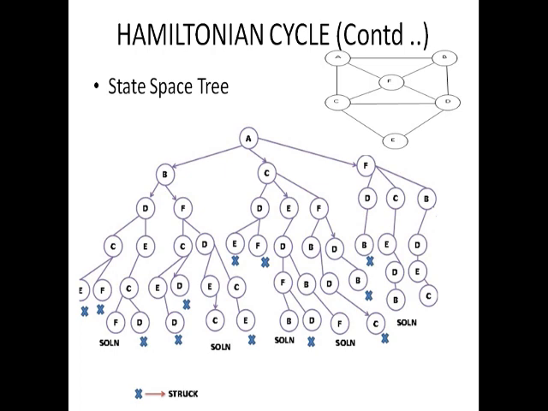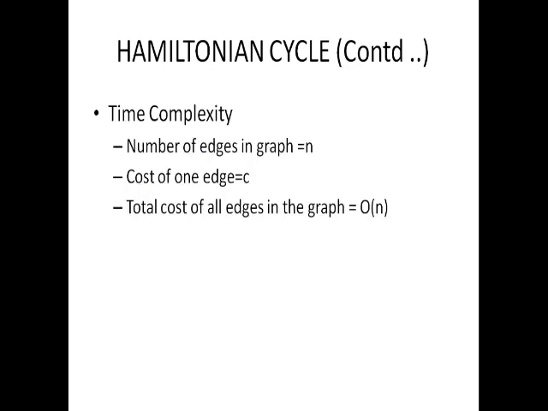Next we are going to see the various possible paths. Here the time complexity: the number of edges in the graph is n. Cost of one node is c, and the number of edges in the graph n is nothing but the number of nodes in the graph, because all the nodes are connected with the edges. So the total cost of all the edges in the graph is given as big O of n.